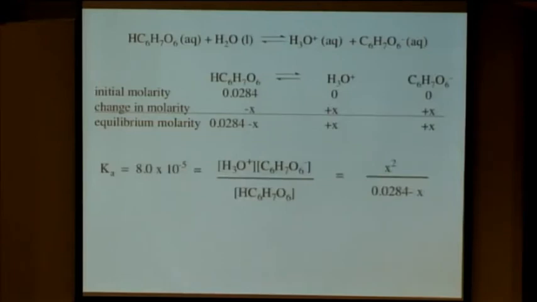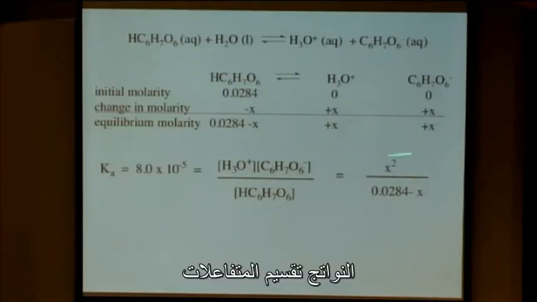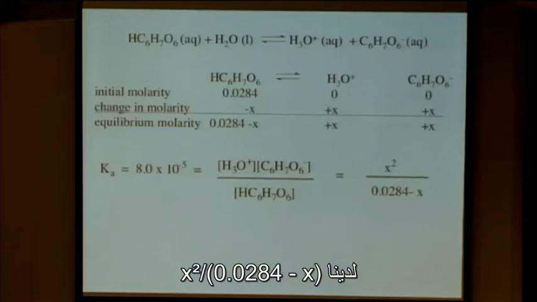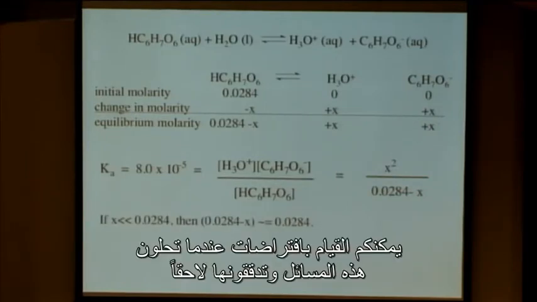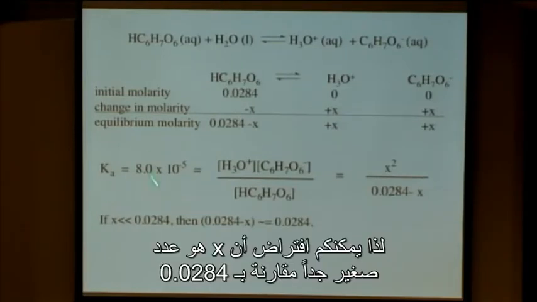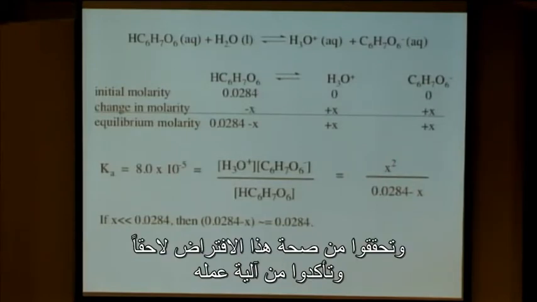So I'm going to want to use Ka next. Ka value is here, 8.0 times 10 to the minus 5. We have products over reactant here, and we have x squared over 0.0284 minus x. Now you can make an assumption when you're working on these problems and check it later. You can make the assumption that x is really small compared to this 0.0284, and just drop the x out of the term here, and then check later and see if that worked or not.